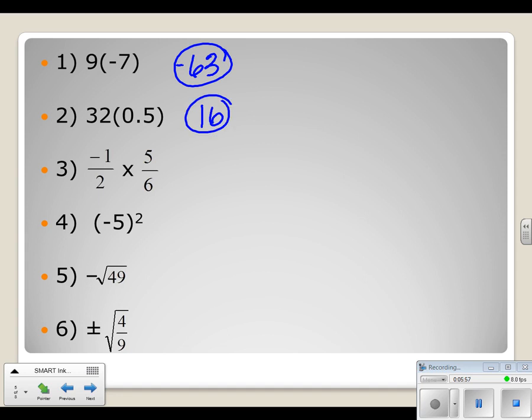-1/2 times 5/6, just multiply straight across. Your numerators, you get -5. Your denominators, you get 12. It's in lowest terms, and it's a negative because a negative times a positive is a negative.